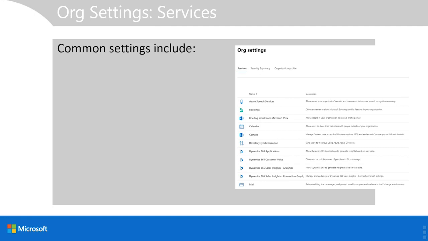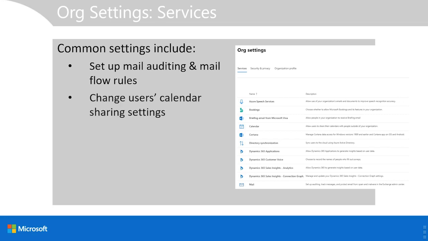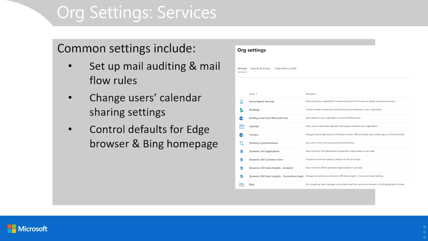To look at some of the details here under the services page, common settings include things like setting up mail auditing and mail flow rules, changing users' calendar sharing settings, and controlling the defaults for Edge and for the Bing homepage. Note that there are dozens more settings here, and you may not want to set most of them, but it's a good idea to just look over the page and see what's available.